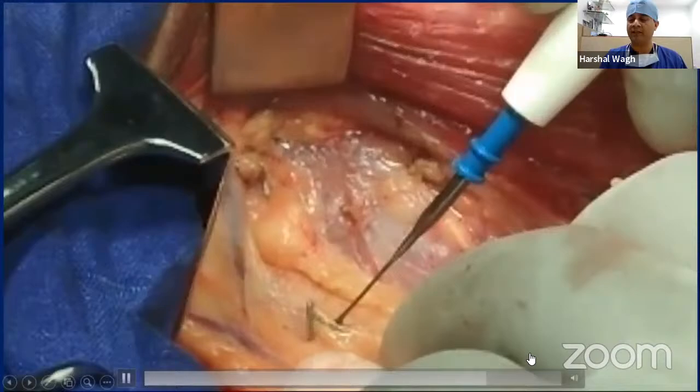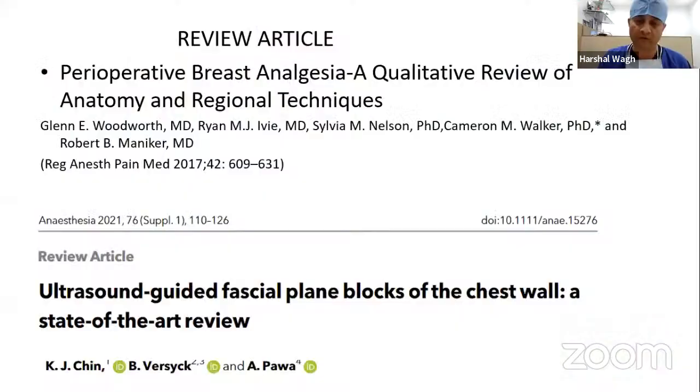So that's probably no excuse from anyone's point of view that local anesthetic causes any hindrance to the use of cautery. From an anatomy point of view and understanding the fascial plane blocks, I would highly recommend these two articles to read. This is Perioperative Breast Analgesia, Qualitative Review of Anatomy and Regional Anesthetic Techniques, which came in RAPM 2017. The nomenclature has changed a little bit since then, but that is great at least to understand the anatomy and what type of fascial plane blocks one can do.